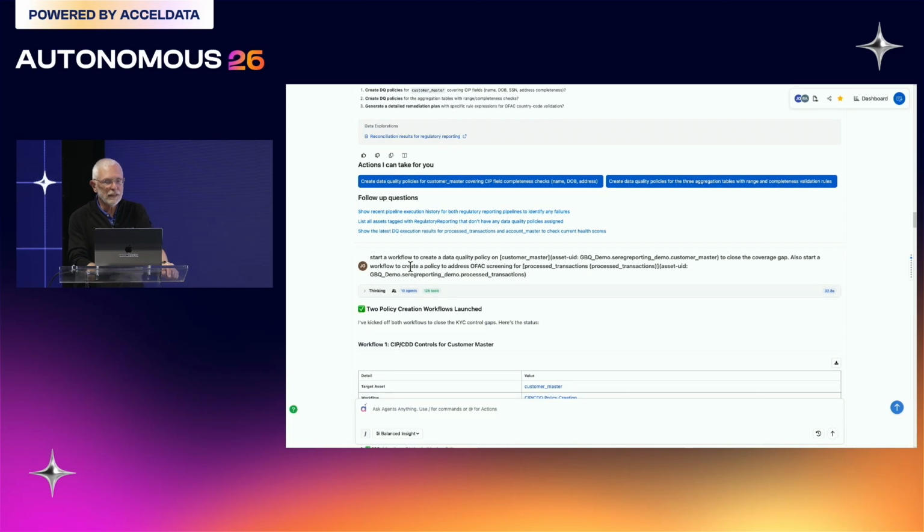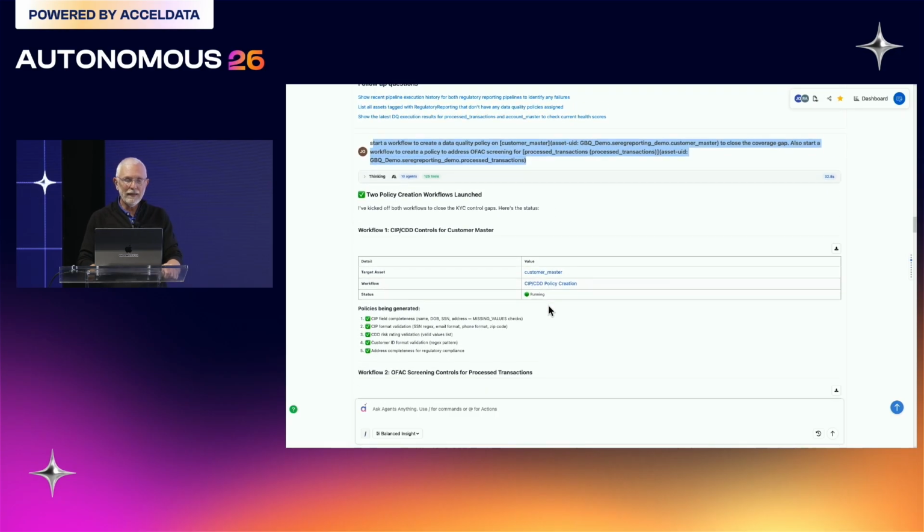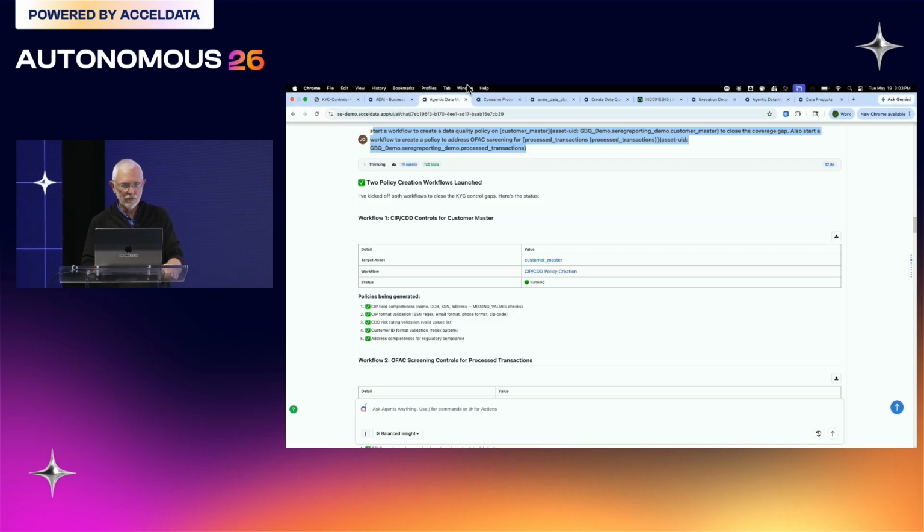Okay, so now I'm just going to kick off a workflow that says, here's the prompt, start a workflow to create the data policies on the gap. I'm all in context, right? So it knows the gap we're talking about. Also start one on the transaction to start that OFAC screening gap that I had, right? Now, ADM has kicked off several workflows, right? So I've got the CIP, CCD controls, right?